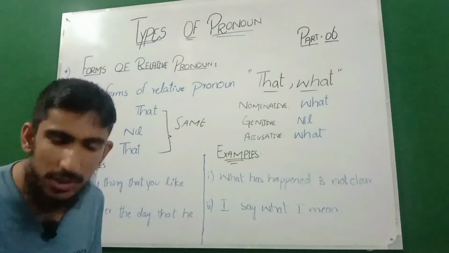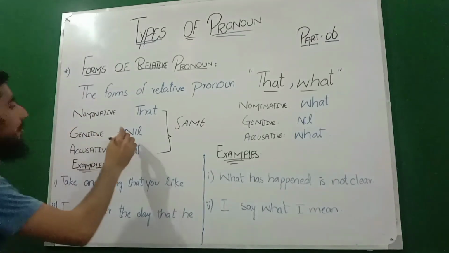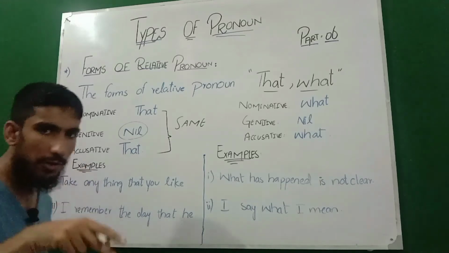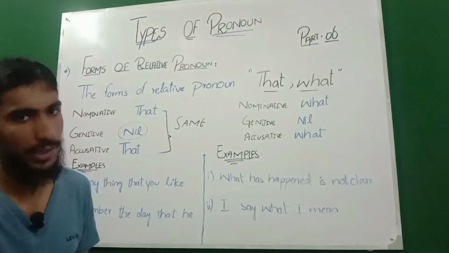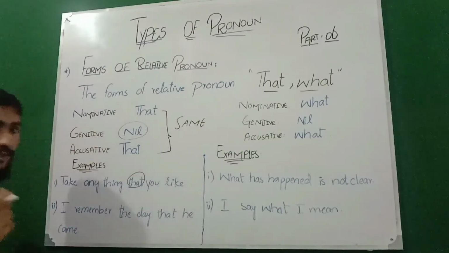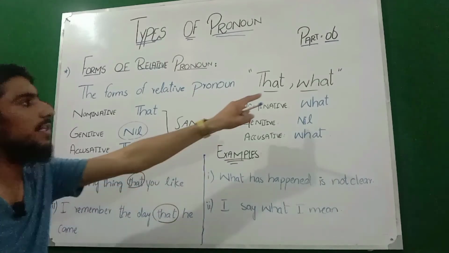So there is no possessive case of "that", which means there is no genitive case, that's why I have written nil. Its nominative and accusative cases are the same, which are "that", and it has no genitive or possessive case. So look at the examples: take anything that you like. I remember the day that he came.